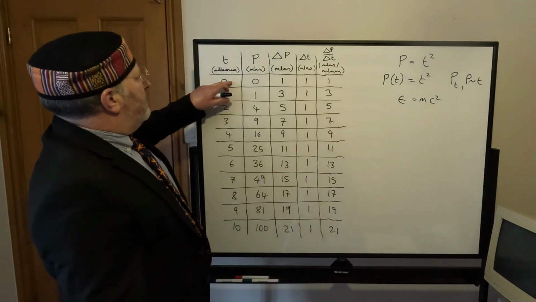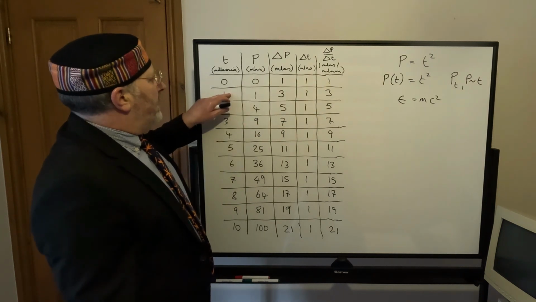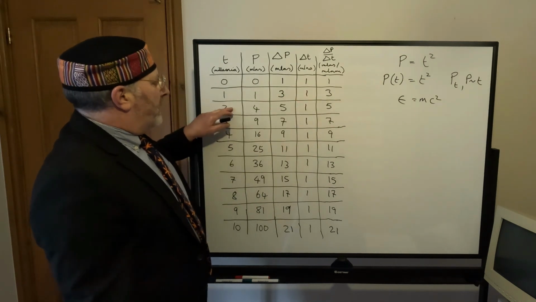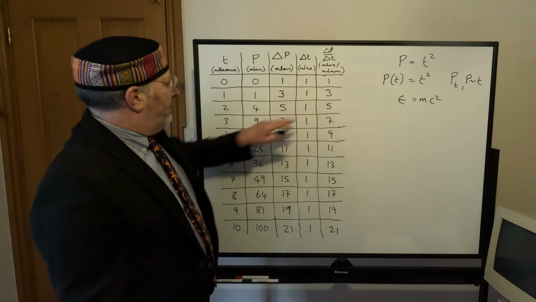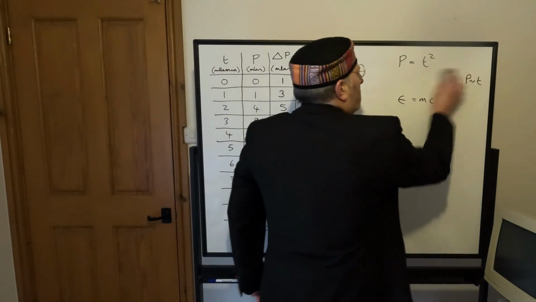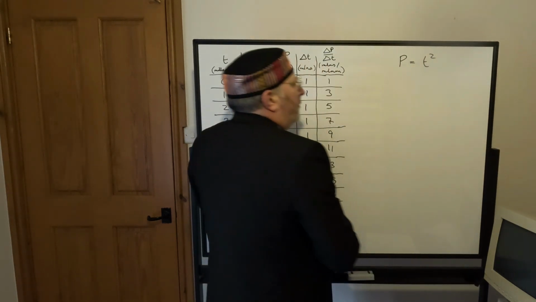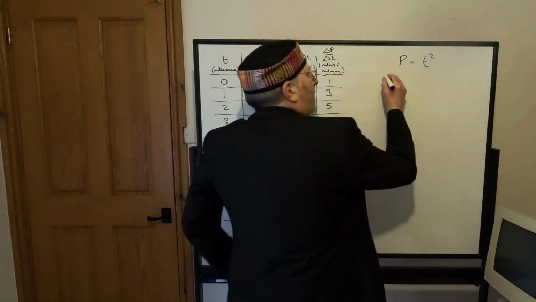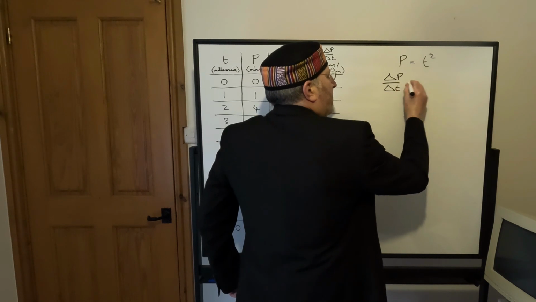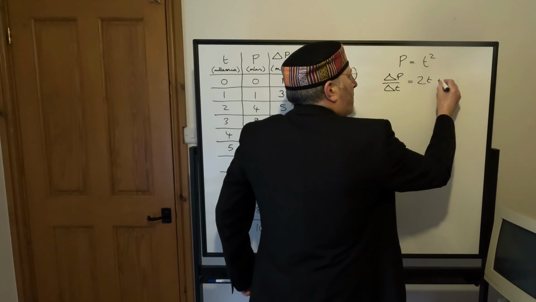When t is 0, 2 times 0 plus 1 is 1. When t is 1, it's 2 times 1, which is 2, plus 1, which is 3. 2 times 2 plus 1 is 5. 2 times 3 plus 1 is 7. So with p equals t squared, we're finding that the rate of change of population, delta p by delta t, is equal to 2t plus 1.